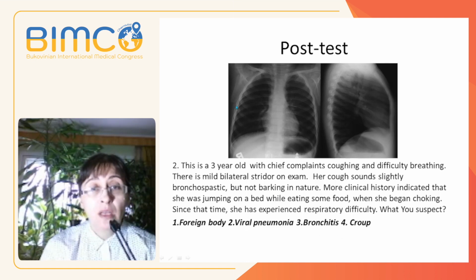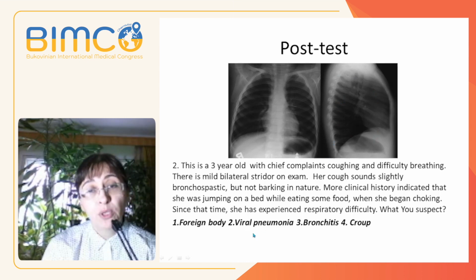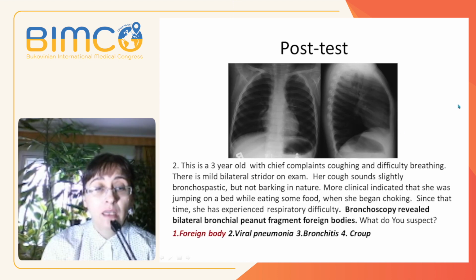What do you suspect? Observe the frontal and lateral view of chest X-ray. Is it foreign body, viral pneumonia, bronchitis, or croup? And the correct answer is foreign body. Bronchoscopy revealed bilateral bronchial peanut fragment foreign bodies. Of course, we may suspect it because of asymmetrical changes in lung fields and hyperinflation, maybe due to air trapping, and flattening of the diaphragm tells us about this.